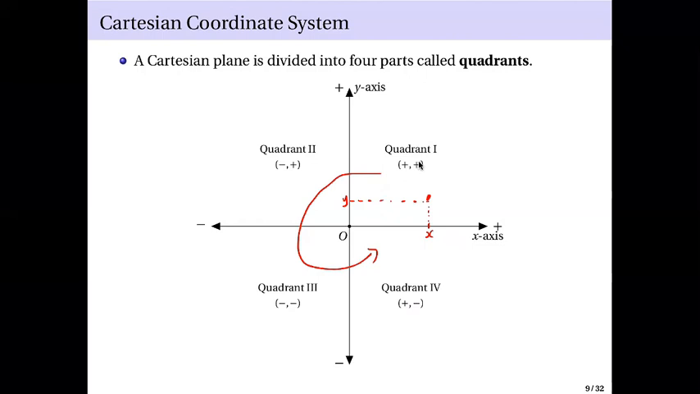So quadrant 1, positive, positive. Quadrant 2, negative, positive. Quadrant 3, negative, negative. Quadrant 4, positive, negative. And these names, quadrants 1, 2, 3, and 4, are universal names. You go to a different school, college, or university, and this is still the name for all of these quadrants.